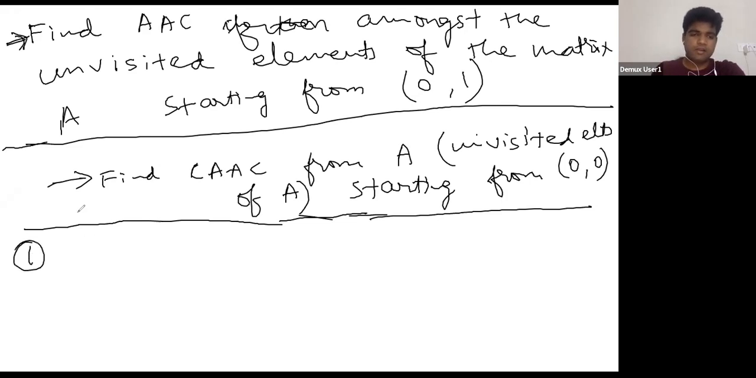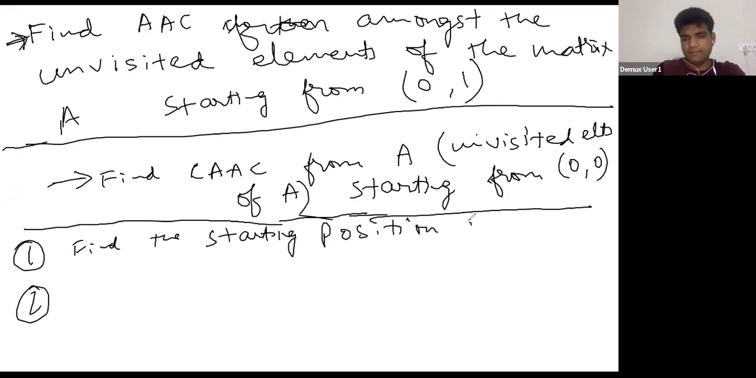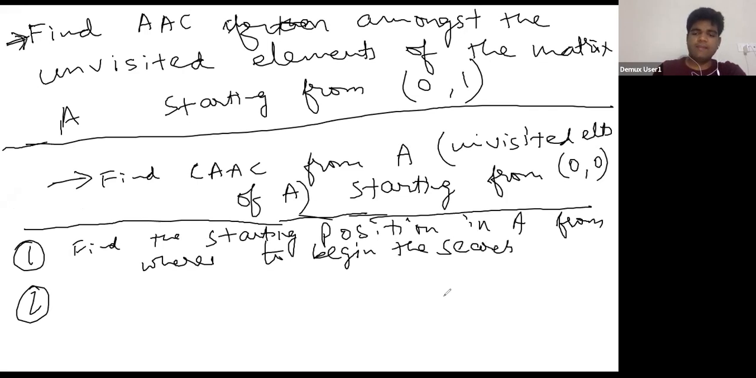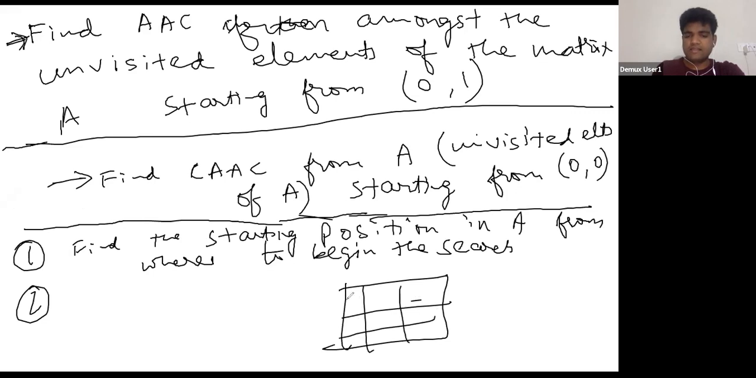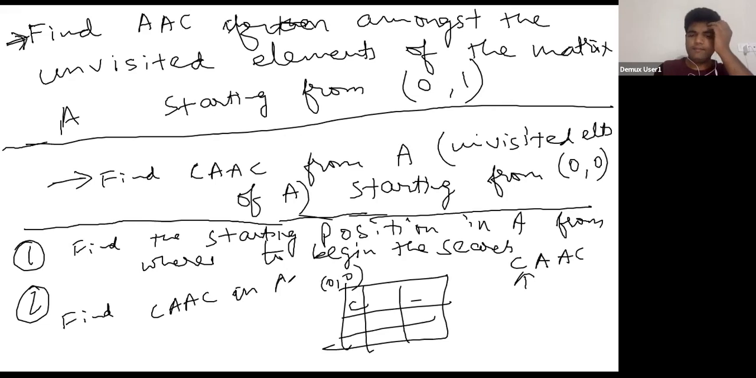So if you remember, what was the algorithm? How did we go about the process? We said that first I will find the starting position in A from where to begin the search. This is the first thing that I did. So I found out that 0, 0 is a position from where I can begin the search, because 0, 0 had C and my word also begins with C. So I knew that I have to start with 0, 0. So what was my original problem then? My original problem was find CAAC in A starting from 0, 0. Right? This was the original problem that I am trying to solve.